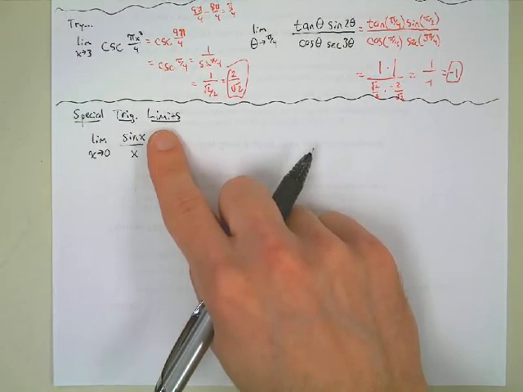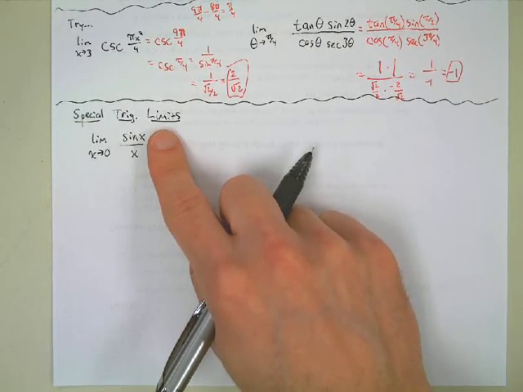So then we need to try and manipulate this. Sine of x, I don't know what to do there. Okay, divide by x.